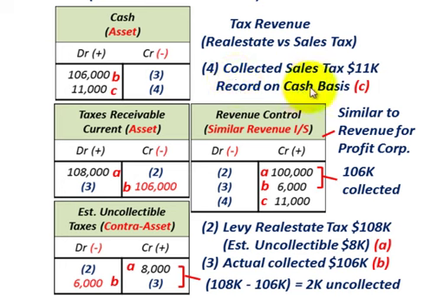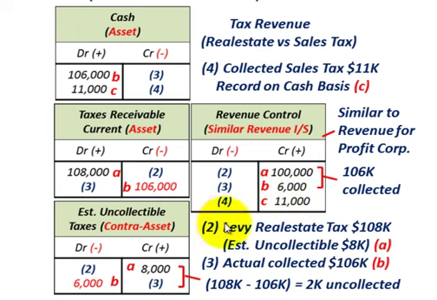Let's say we start out with our cash collections here. We collected sales tax. That would really be like sales tax here of $11,000. So we move over to our cash account. We debit that or increase it here for $11,000. And then in our revenue control account, we'd credit it here for $11,000.